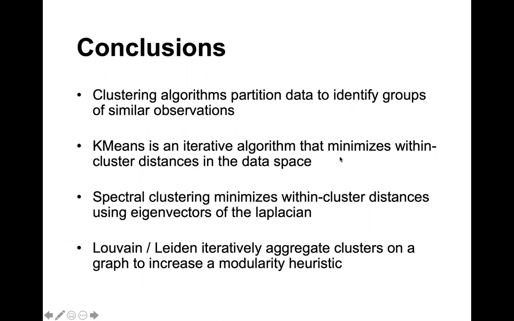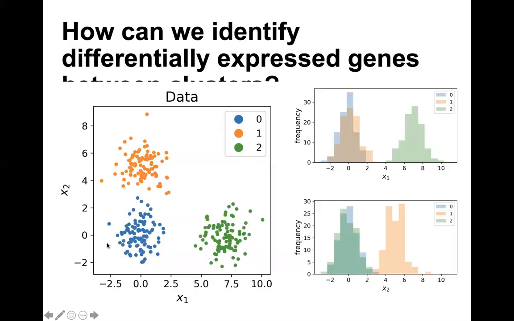K-means is an iterative algorithm minimizing within-cluster differences. We can also use a change of basis, looking at the eigenvectors of the graph Laplacian, to perform a similar task. Or we can look at measures of community and modularity to perform tasks like Louvain and Leiden clustering. I just wanted to recap that.